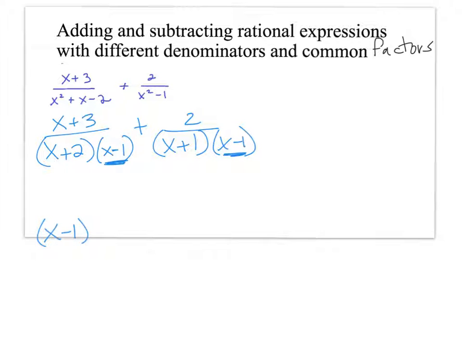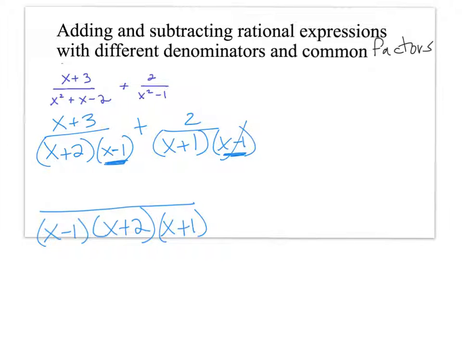And we have x plus 2, and we have x plus 1. So I'm just rewriting all the factors from both denominators, but I'm not repeating any that repeat. So I only write down x minus 1 once, even though it happens twice. I only need to write it down once, and then x plus 2, and then x plus 1, and that becomes my new denominator. So you can only do this when you have common factors on the bottom.